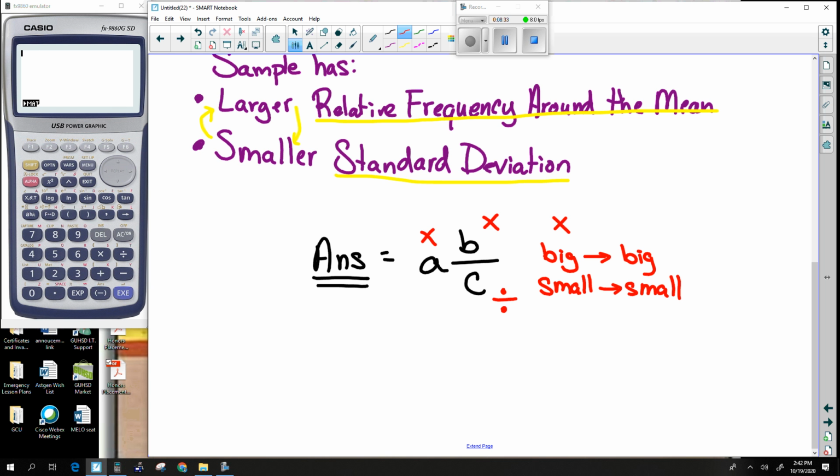It's called a direct relationship. So if I multiply by a big number, my answer is going to be big. If I multiply by a small number, my answer is going to be small. Now with a division, it's an opposite. So if I divide by a really big number, my answer is going to be really, really small. And if I divide by a really small number, my answer is going to get really, really big.